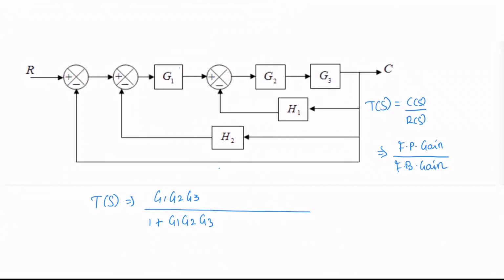The next path, this one, is the second feedback. This feedback is also a negative feedback, so we use a positive sign. Then the gain of the feedback is just multiplying the values: G1, G2, G3 and H2.